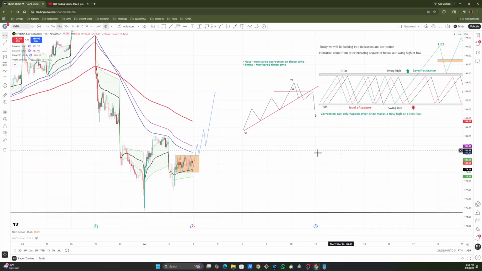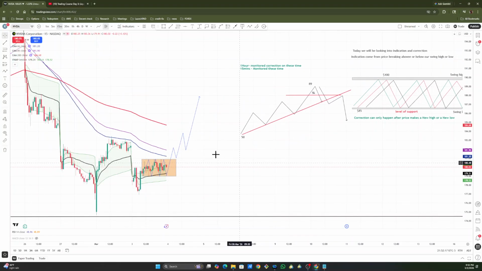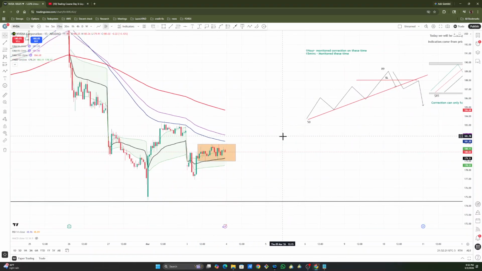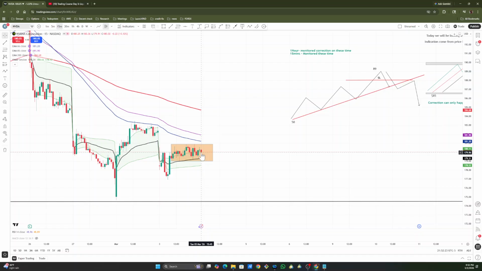So as for Nvidia for tomorrow, anything can happen in this market right now based on the closing hours. This is where the market closes. So we closed above the market open at this level of 178, and we went high to 180. Then we started moving sideways. So all these are consolidation.